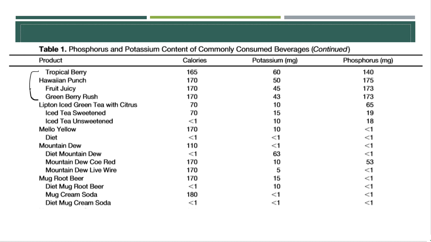Canned iced teas do peg positive, not as high most of the time as a soda drink, though. You look at your Mellow Yellows and your Mountain Dews, most of the time, these are very, very good. Your root beers, again, down here at the very bottom, those are also very good as far as phosphate goes.